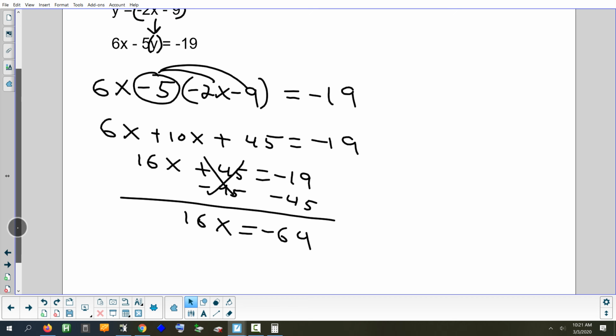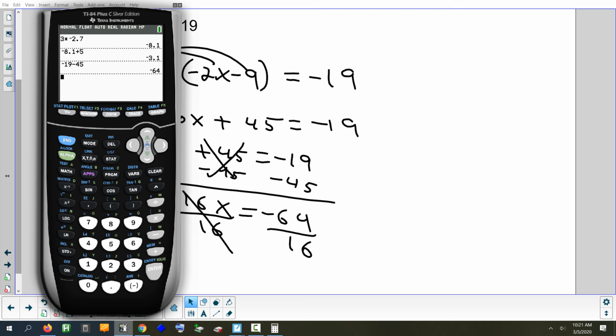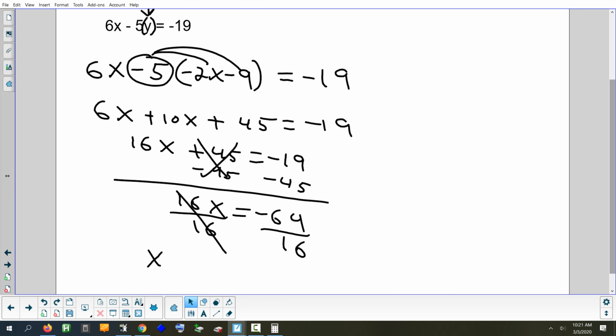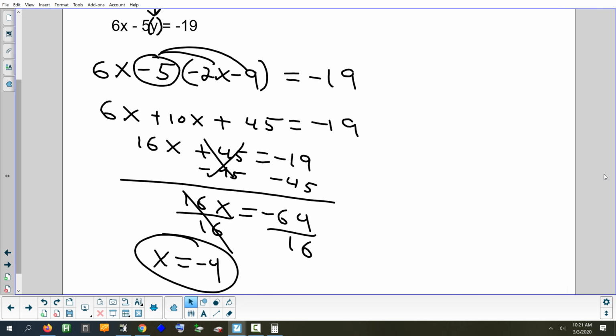What's my last step? Yep. Divide by 16. So let's take -64, divide by 16, and that's why I like the number, because it's a nice answer. So what did we just find? What letter? The X. We just found the X. And what did it come out to? -4. Perfect. Okay. Any question on that?